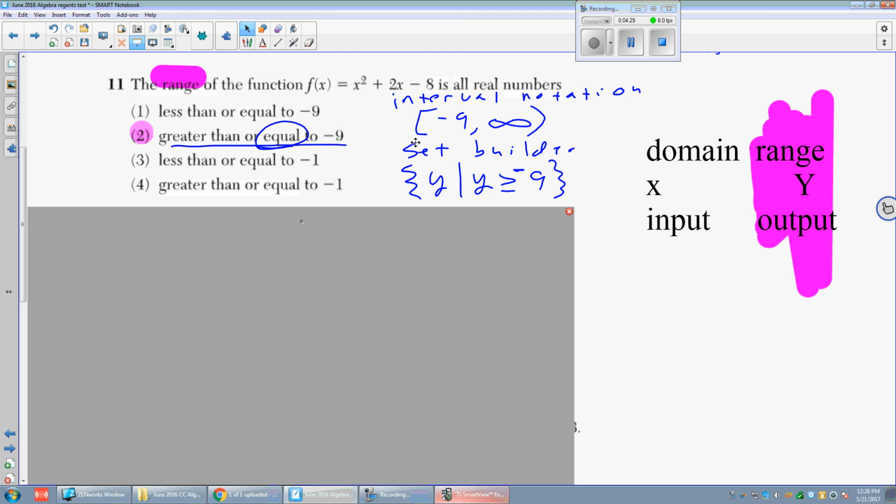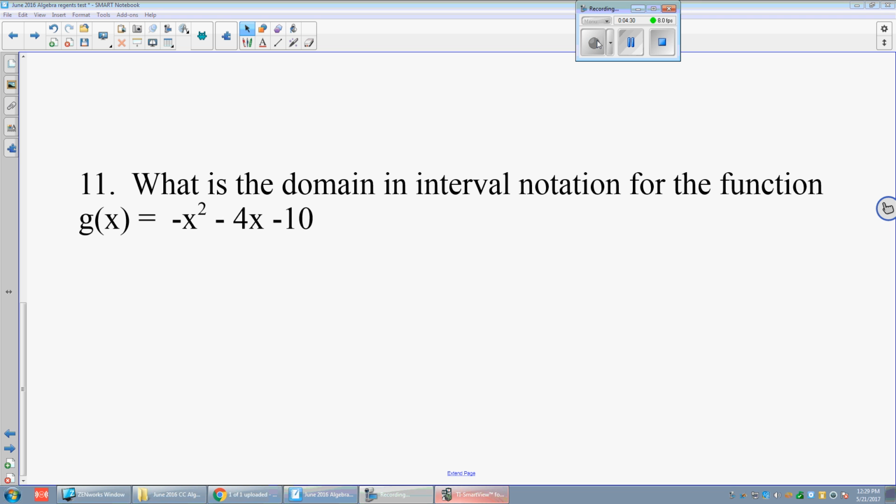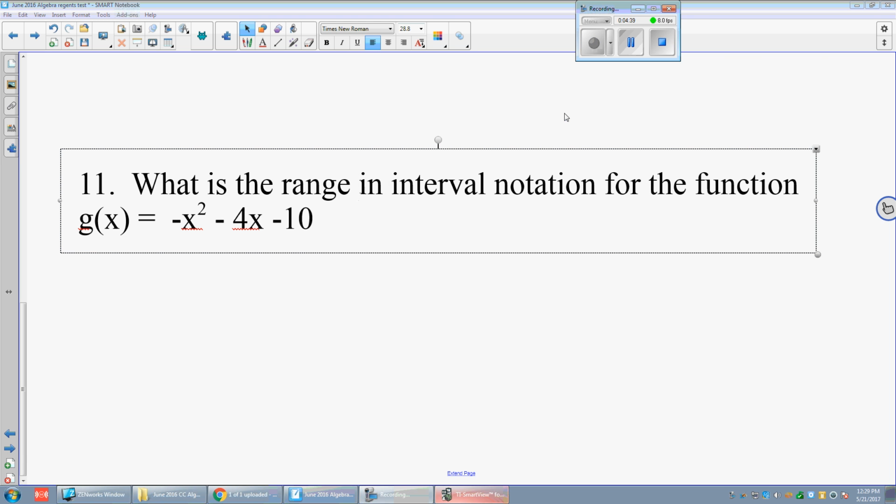Now let's take a look at your question. What is the domain in interval notation for the function? Scratch that. I changed it to range. I really like range better, okay? That's what happens when you make up questions along the way. So what is the range in interval notation for the function g of x equals negative x squared minus 4x minus 10? If you have any questions, make sure you ask me in class.